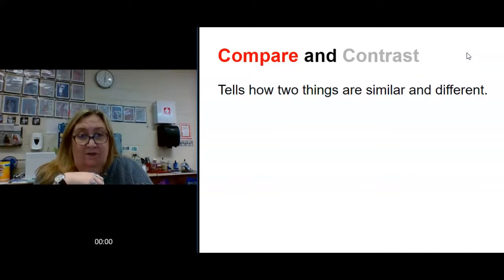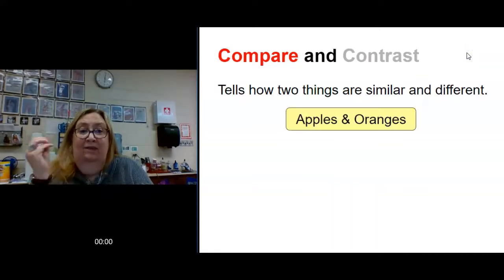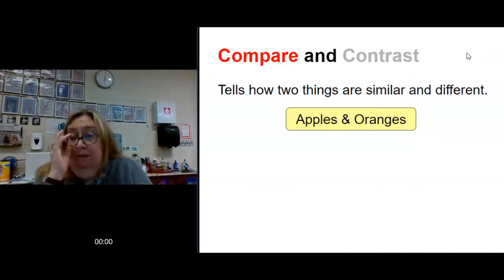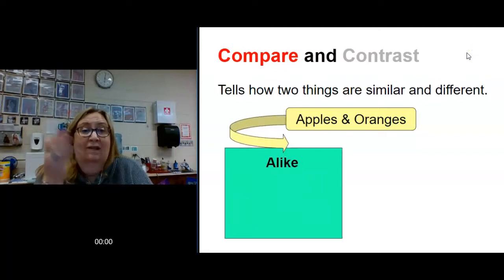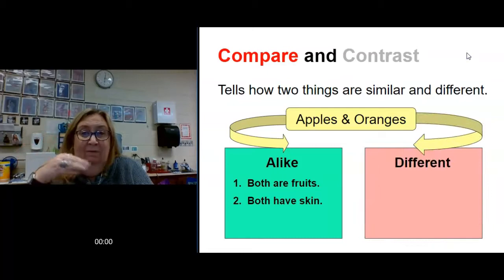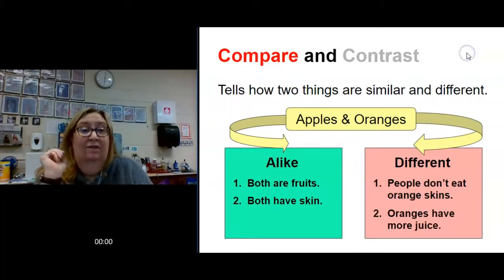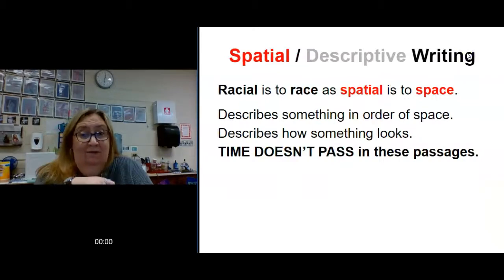Then we went to compare and contrast, and we talked about how two things could be similar or the same, and how they could also be different. We looked at apples and oranges and found a couple of things that they had in common. And then we looked at the same apples and oranges and found a couple of things that were different. So compare is how they're similar, contrast is how they're different.